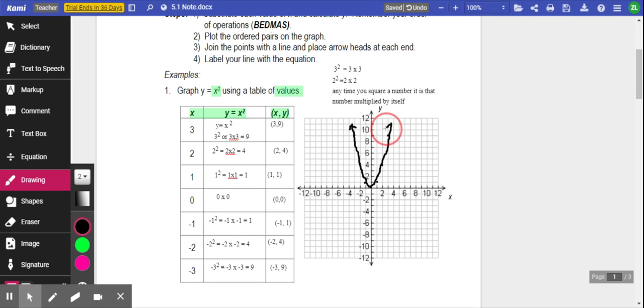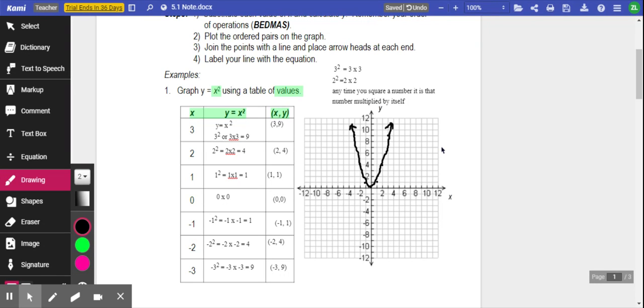like so. Now, what you'll notice is it is a U-shaped graph, and it's the same on both sides, cut right in half at the 0, 0 mark. So it mirrors each other, and it is symmetrical. So there it is. We've done our first quadratic equation, and we've graphed it.